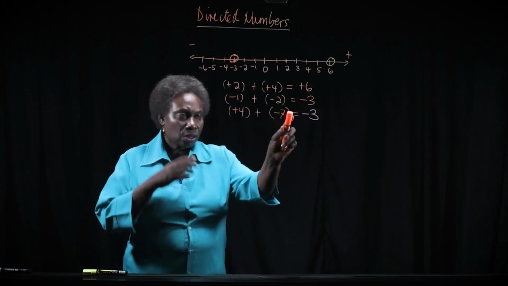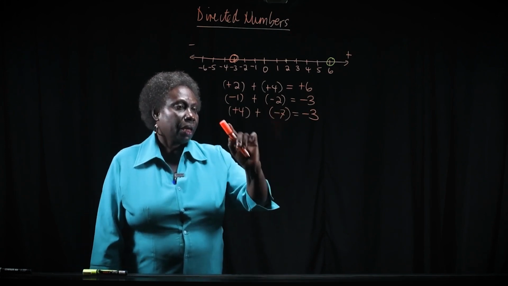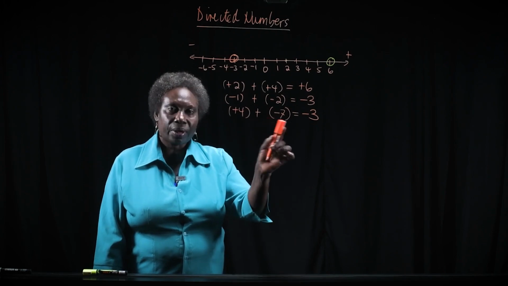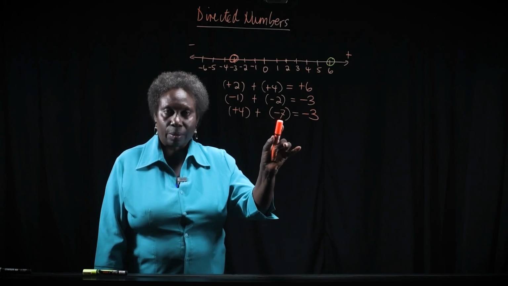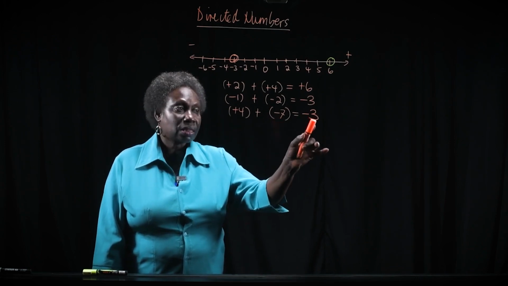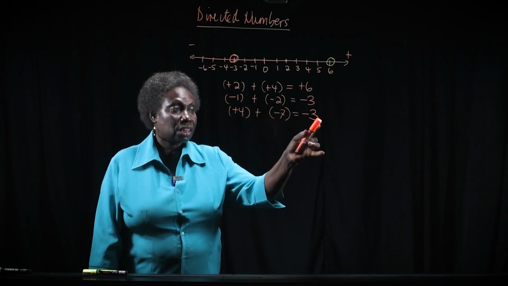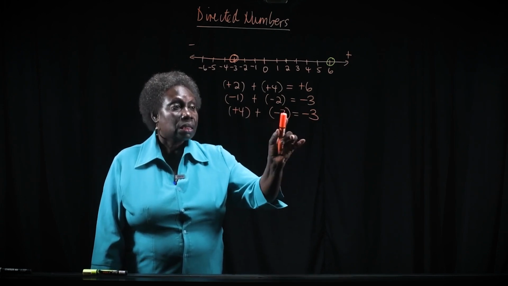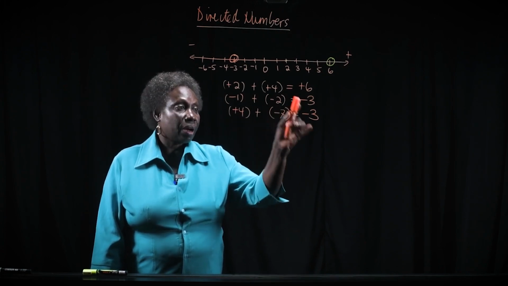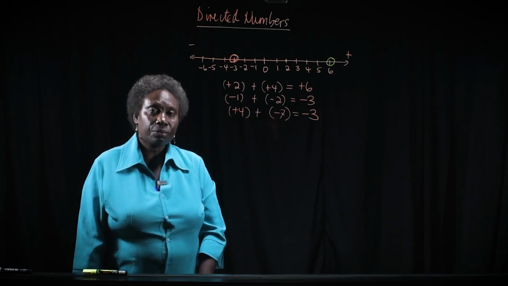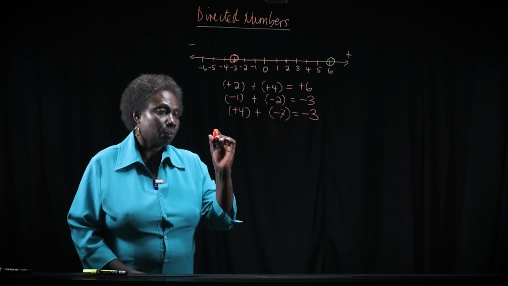Now, from this you can see a pattern. If I add directed numbers with two different signs, the sign will always be the sign of the larger number. And the magnitude, the size, will always be the difference of the two. So 7 minus 4 is 3, but since 7, which is larger than 4, is a negative number, my answer will be -3. Okay. Now, let's look at one more example.